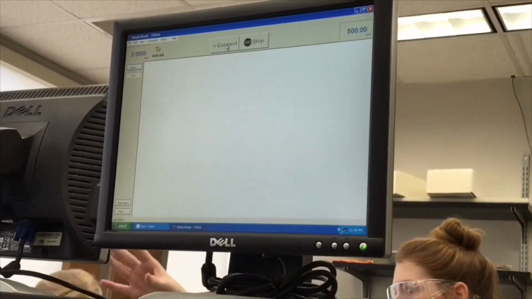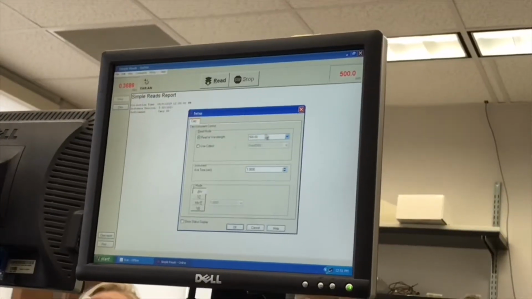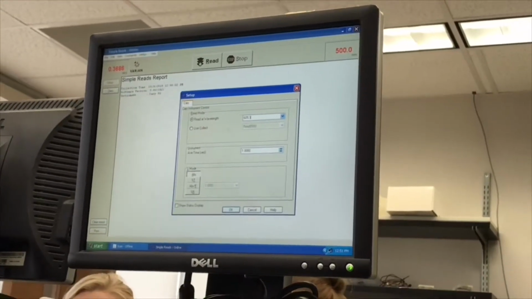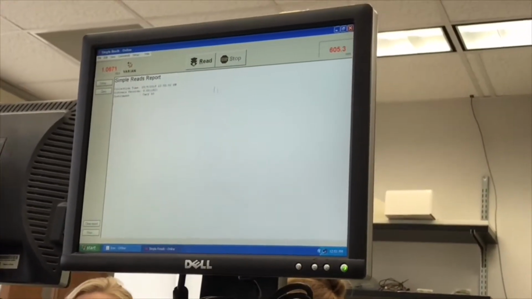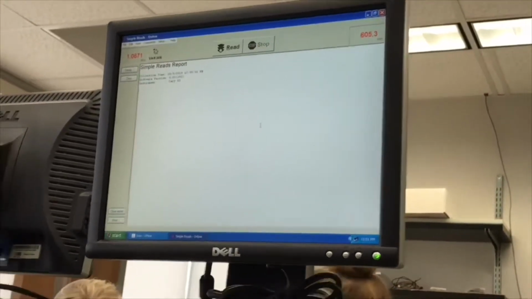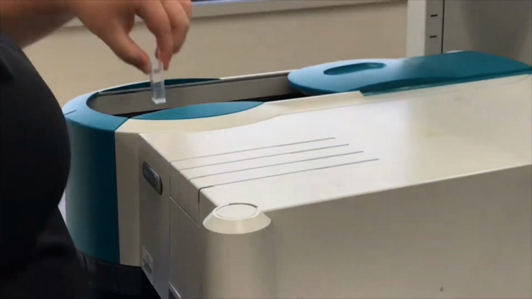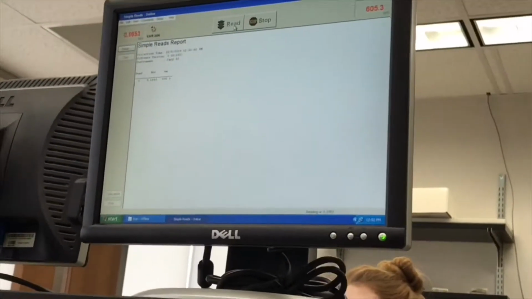We move to simple reads and adjust the lambda max as 605.3 so it will read the absorption at that wavelength. We begin reading the absorption by placing the blank in the spectrophotometer and hitting 0 to set the base absorption as close to 0 as possible so it won't alter the absorption.